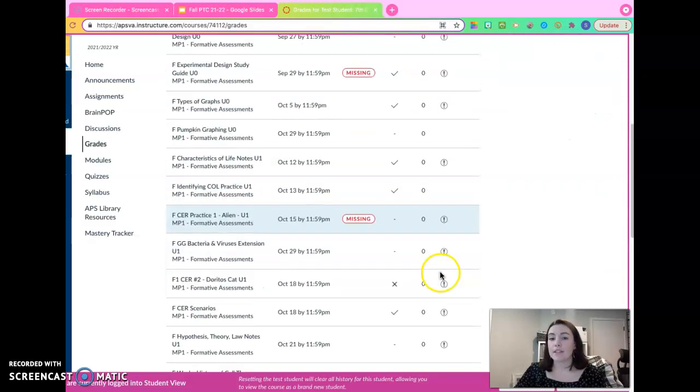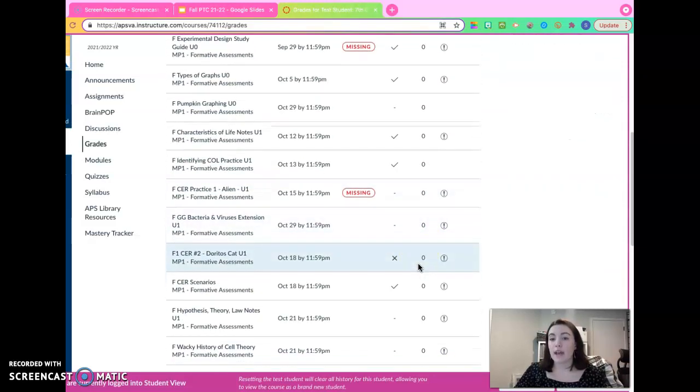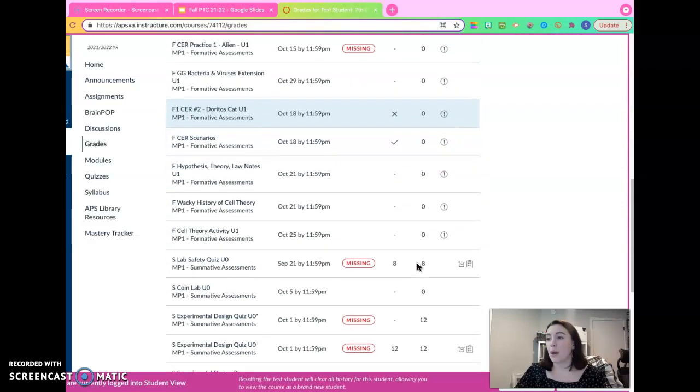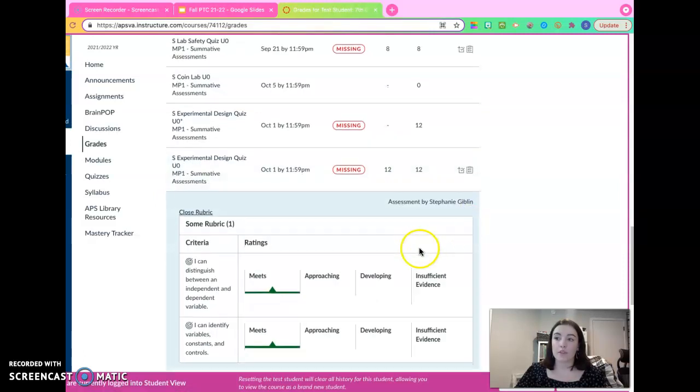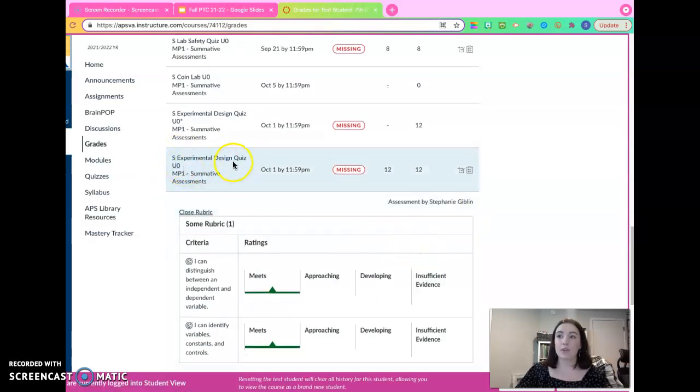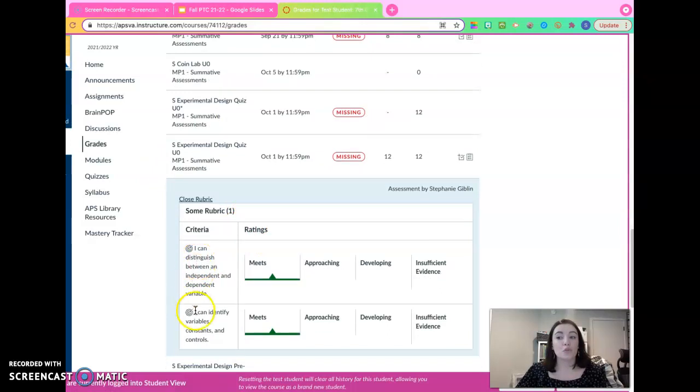For the summative assessments, students have been taught how to look at their mastery levels. So anything with an S in front of it is summative, and students look at their grades by going to the rubric. So for example, the experimental design quiz, it assessed 2 learning goals, and our test student got a meets, which is the highest level on both of those learning goals.